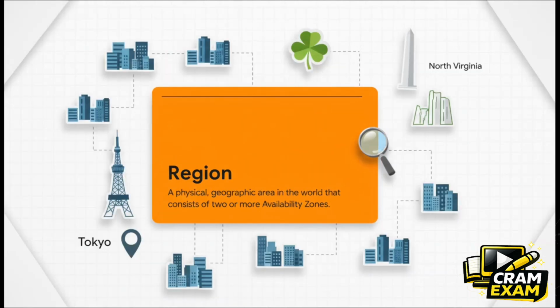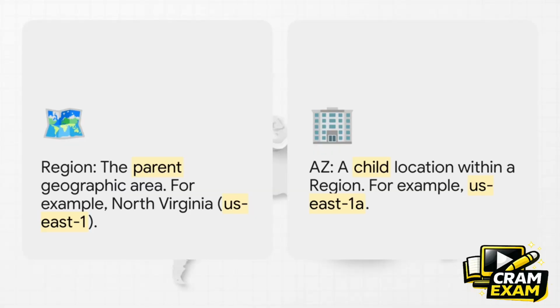All right, now let's zoom out one step. A region is really just a physical area in the world, like North Virginia or Ireland or Tokyo. And it's made up of a bunch of those availability zones we just talked about. That's it. It's just a group of AZs all clustered together. And this is where it clicks into place. You can see the relationship right here. The region is kind of like the parent. For example, US East 1. That's the code for the North Virginia region. Then the availability zones are like the children living inside that region, and they get names like US East 1A, US East 1B, and so on.